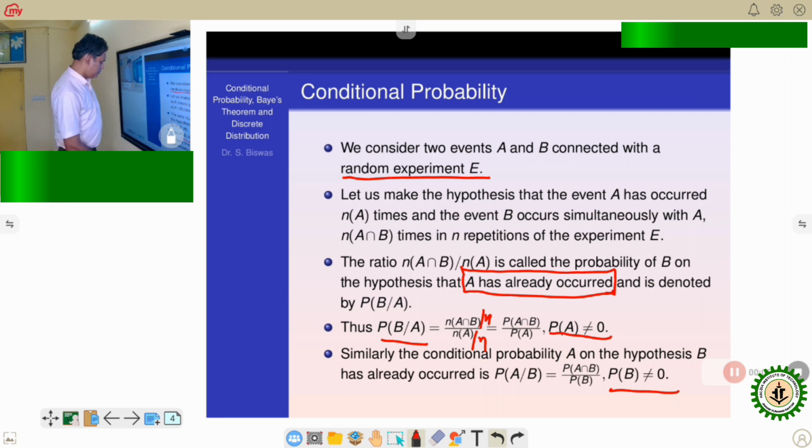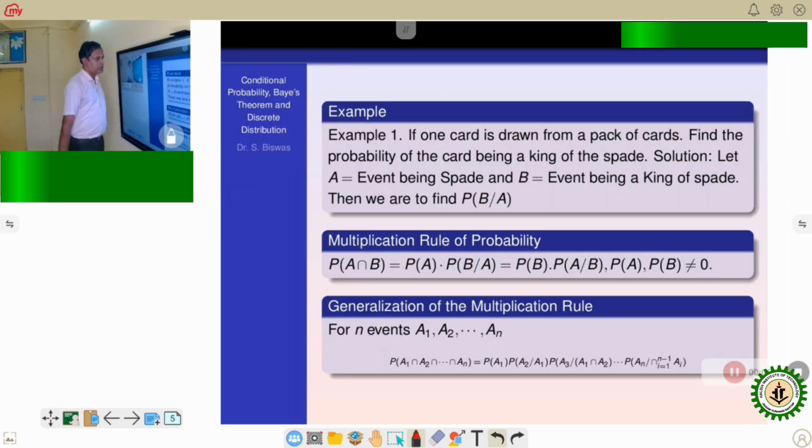Next, we take an example to understand this conditional probability. This is a very fundamental example. It will help you to understand the basic facts and the rules which are associated with conditional probability in the definition which we have just now stated. It will be illustrated through this example.